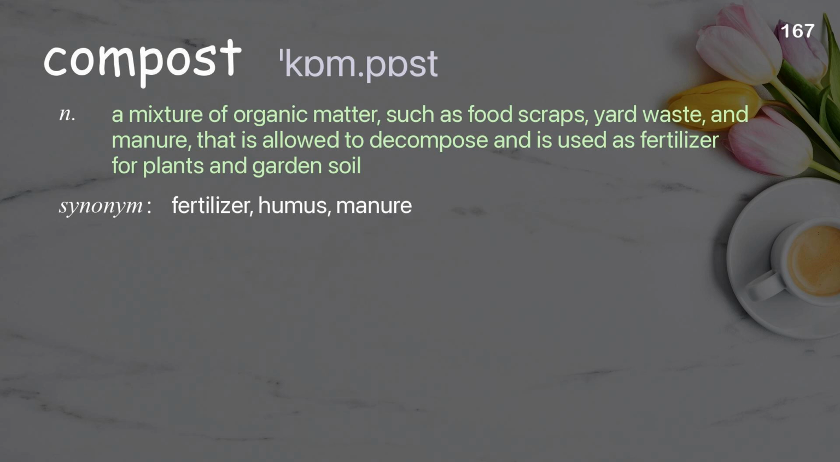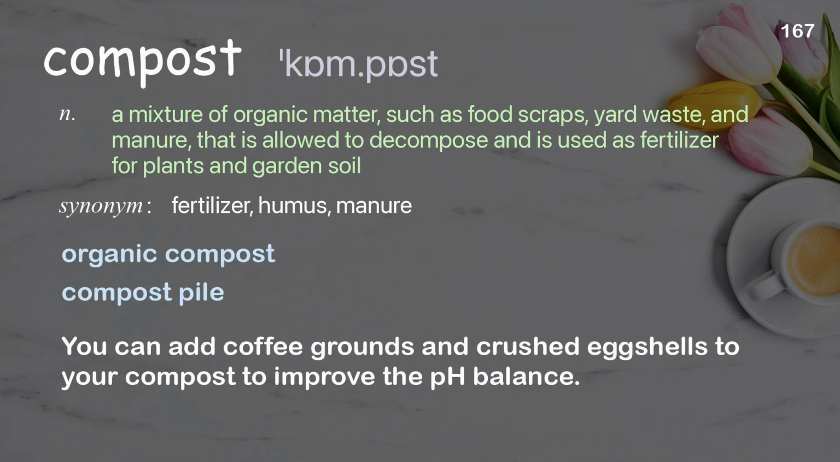Compost. A mixture of organic matter, such as food scraps, yard waste, and manure, that is allowed to decompose and is used as fertilizer for plants and garden soil. Examples: Organic compost. Compost pile. You can add coffee grounds and crushed eggshells to your compost to improve the pH balance.